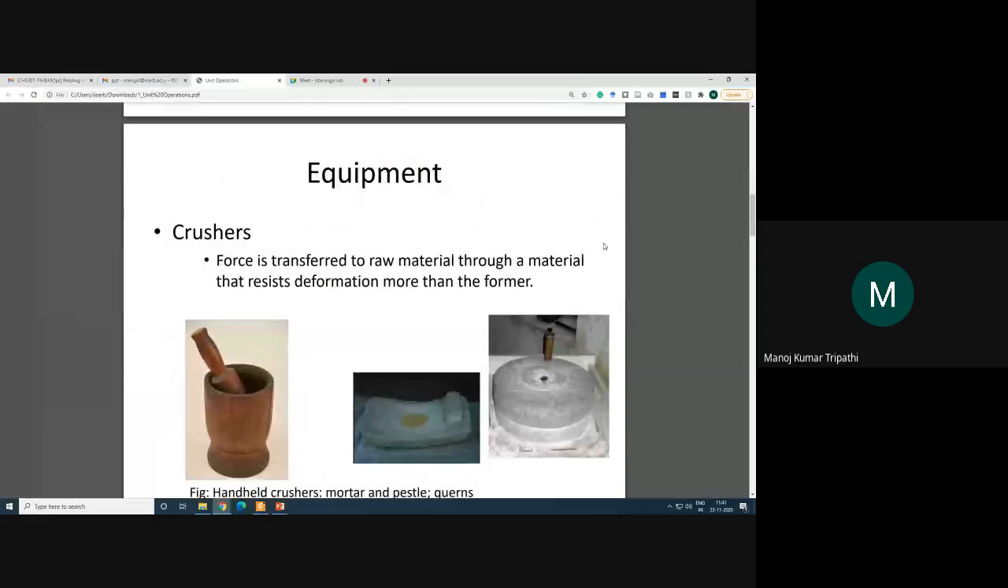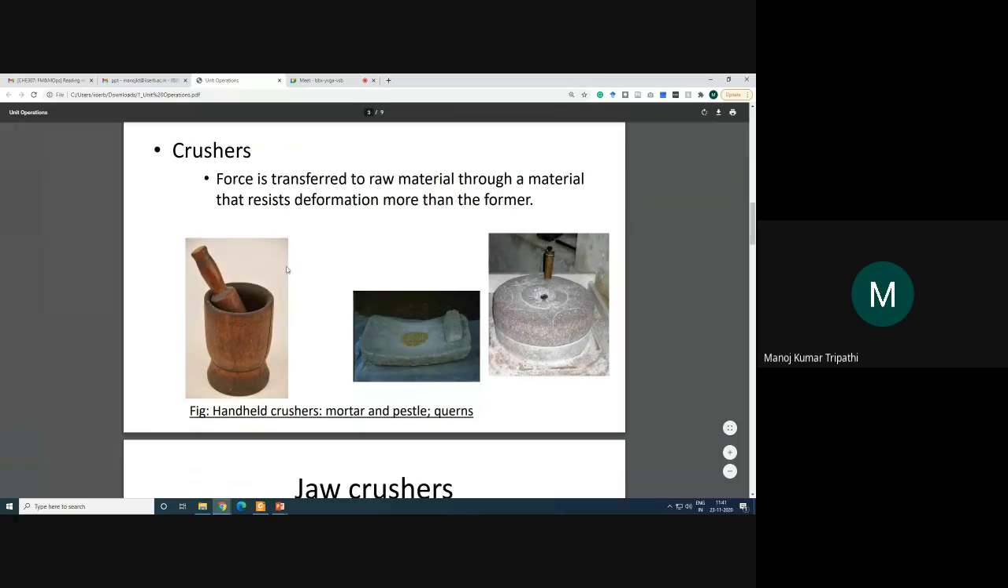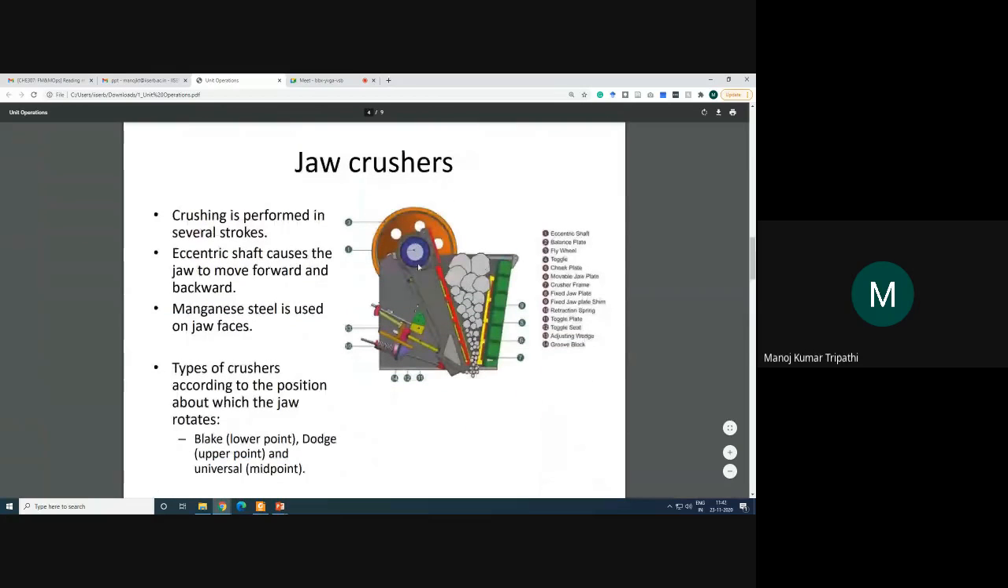So this is about size reduction. Equipment, these are handheld equipment. Mortar and pestle and so on. And this is something industrial. So when there is mining, you have big chunks of rocks. This one is known as a jaw crusher.